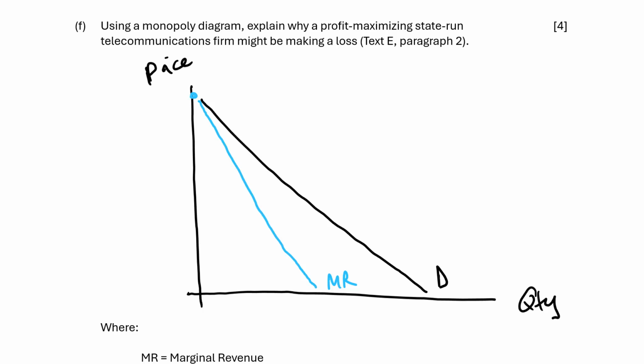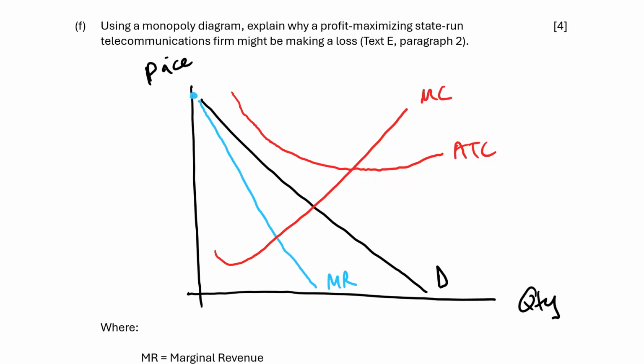Now, the next thing we need to insert is our marginal cost curve, which is going to look like this, marginal costs. And I'm going to run out of colors here. I guess I'll use red for the ATC. Should I use red? Do I have a different color? Can't be bothered. Okay, red's fine.